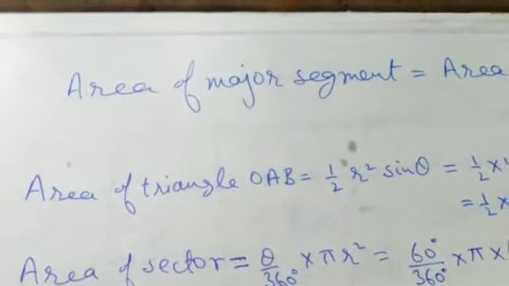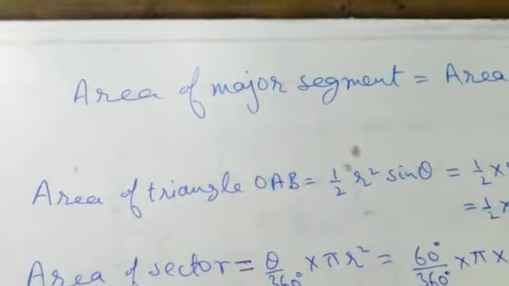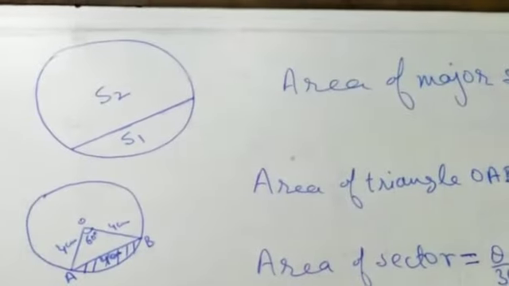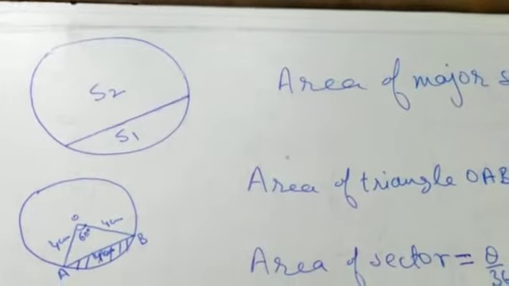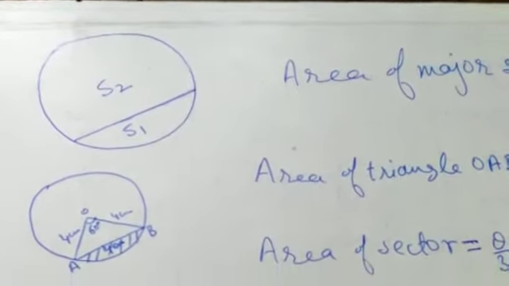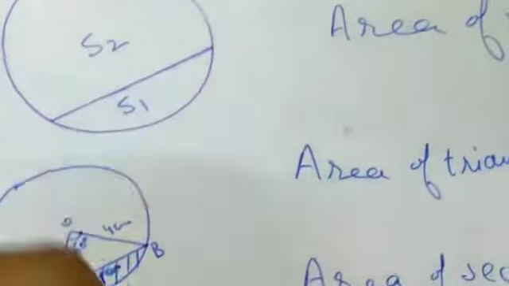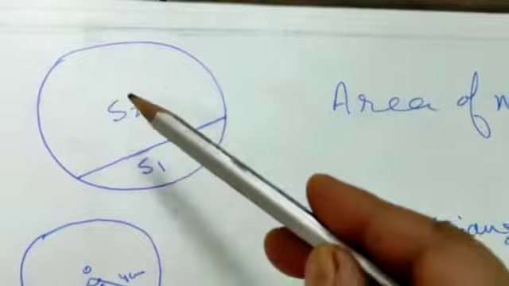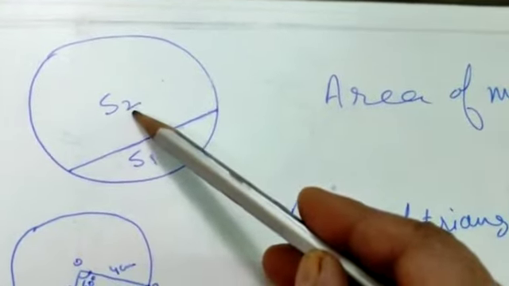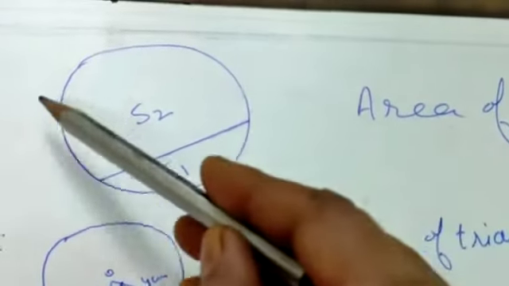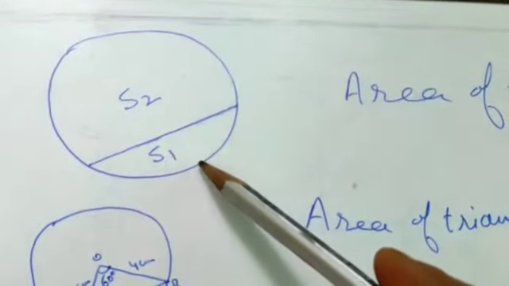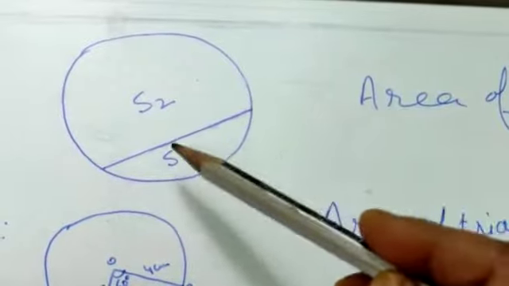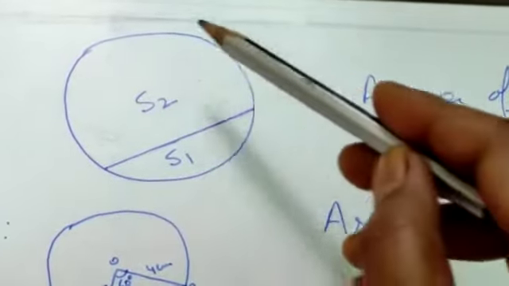Now having derived the area of minor segment, the question arises, how do we find the area of a major segment? We all know that a chord divides a circle into two parts, minor segment and major segment. So here as we can see we have S1 as minor segment and S2 as major segment. Now for finding the area of this major segment, when we know the area of minor segment, we can subtract this area of minor segment from the area of this whole circle.